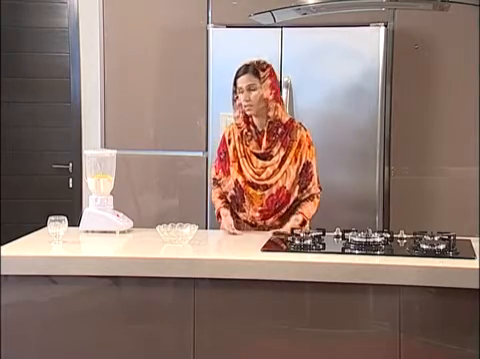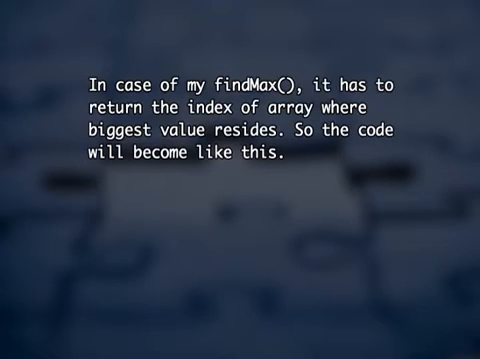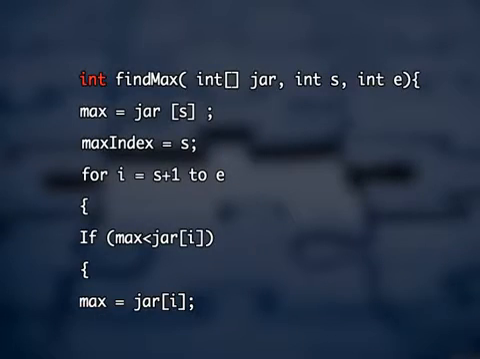Talking about the output of my blender, think of a blender that takes ingredients, processes it, but doesn't give you any output. Will it be of any use? Absolutely not, because all the processing and ingredients will go waste. So a function needs to return something. So this is what a return type is used for. In case of my findMax, it has to return the index of array where biggest value resides. So the code will become like this.